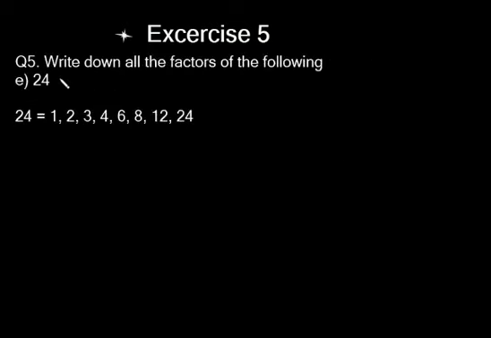In question number 5 it says write down all the factors of the following. I'm just going to do the number 24. I have already written down the factors of 24, if you remember, starting with 1 and 24. 2, 12 is 24, so 2 is a factor. 3, 8 is 24, so 3 is a factor. 4, 6 is 24, so 4 is a factor. 6, 4 is 24, so 6 is a factor. 8, 3 is 24, so 8 is a factor. 12, 2 is 24, so 12 is a factor, and 24 itself is a factor. So these are all the factors of the number 24.